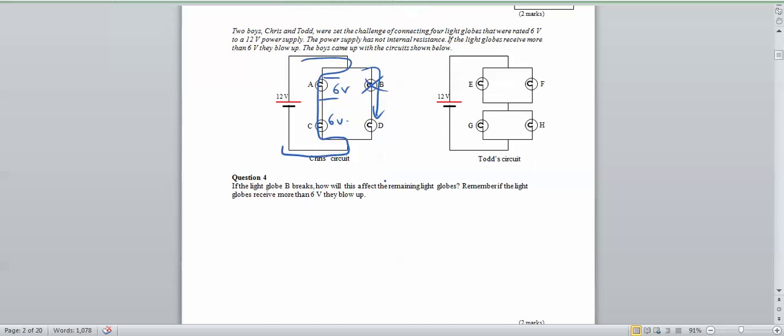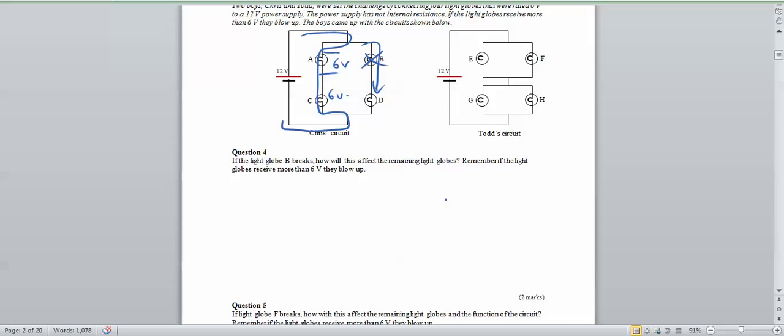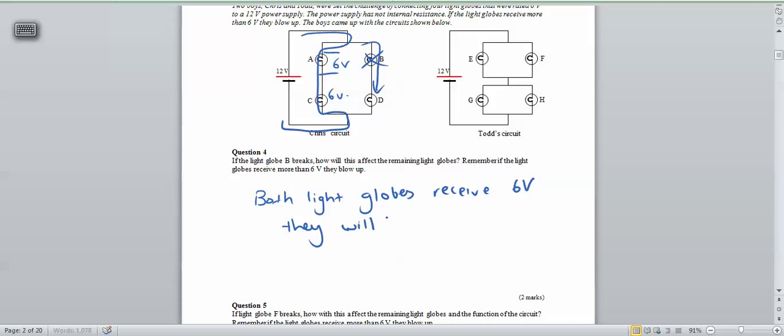So in this arrangement, both globes receive 6 volts. So they will be fine.